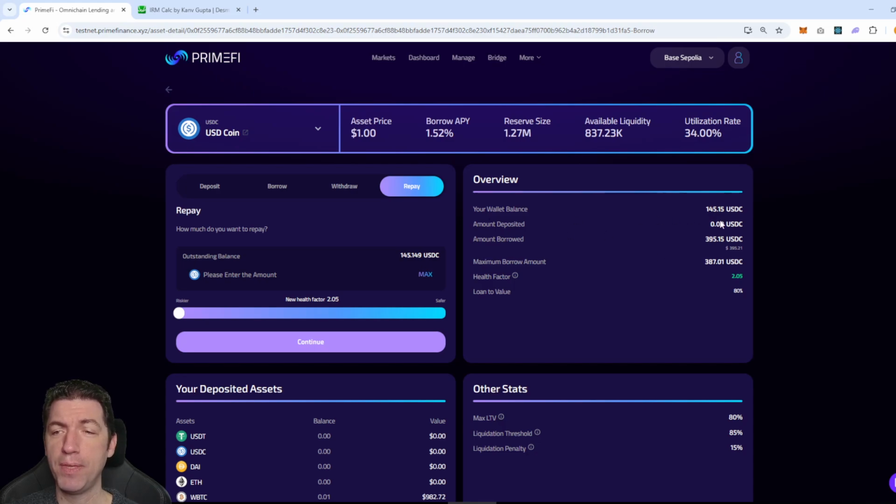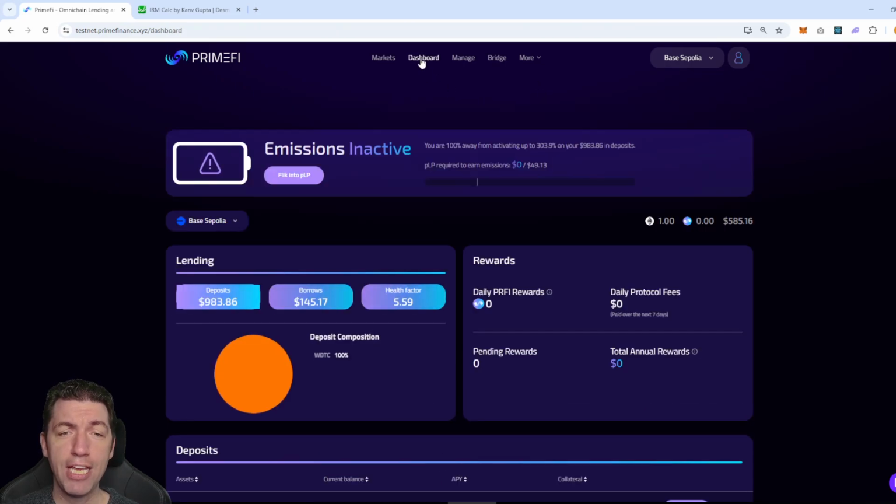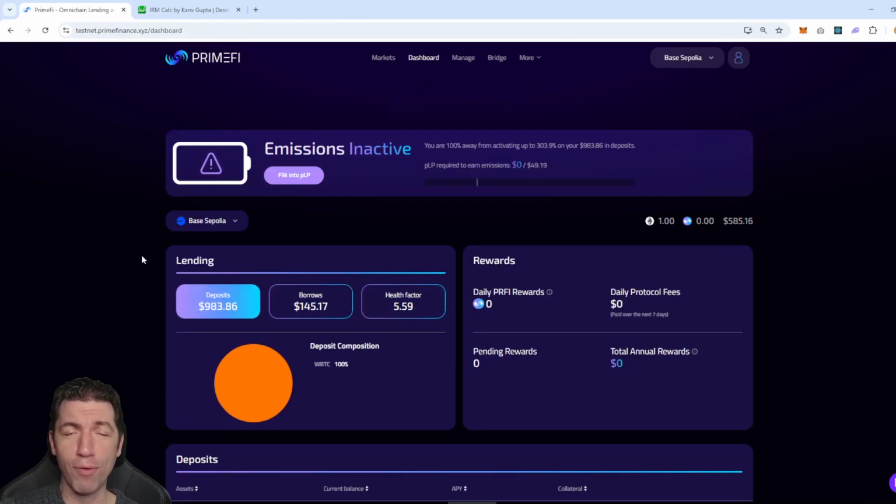And now you can see I've actually reduced the amount that's actually been borrowed here. My outstanding balance has gone down, okay, as has the amount borrowed. And that's essentially repayments. You're going to want to make sure you're managing that over time. Also looking at that health factor like we talked about. You can find these details in your dashboard over here as well.